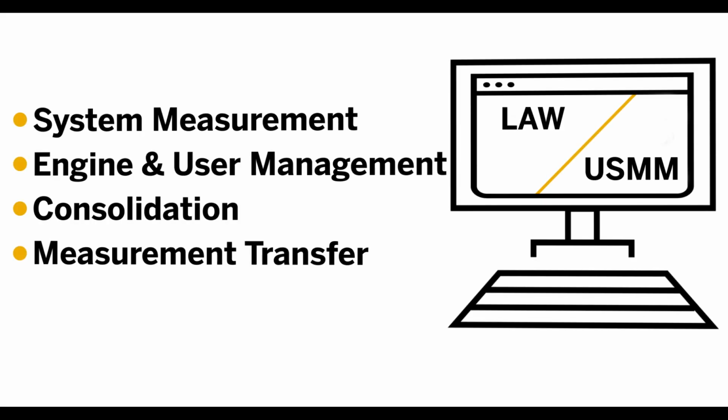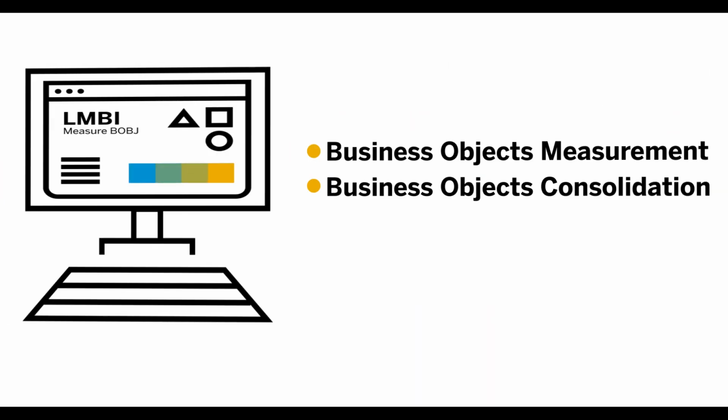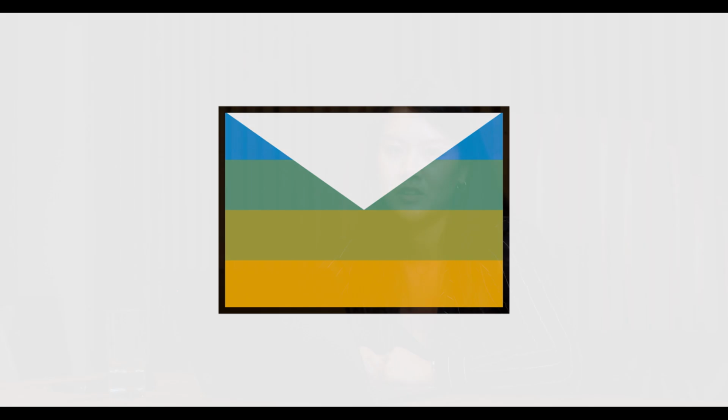Step 4. Measurement tools. Measurement of SAP products requires different measurement tools. USMM and LEW are the standard measurement tools for all ABAP systems. For business objects, the Java-based LMBI measurement tool is required. Helpful links to those tools can be found in the description below as well as in the initial mail sent by the auditor.